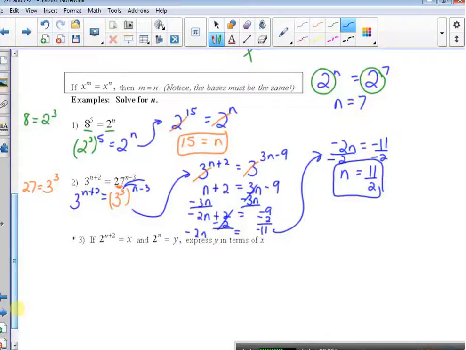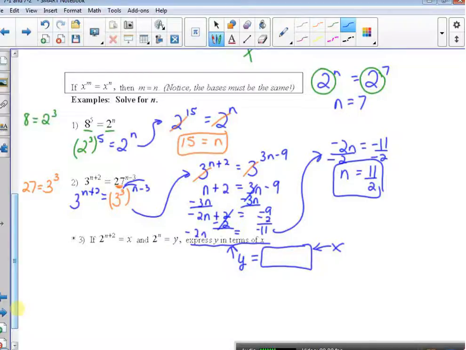And then the last one, if 2 to the n plus 2 equals x and 2 to the n equals y, express y in terms of x. So what that means is express y in terms of x. That means that we want our answer to be y equals something over here involving an x. Okay, you'd have an x in the box somewhere. Somewhere there'd be an x in there.